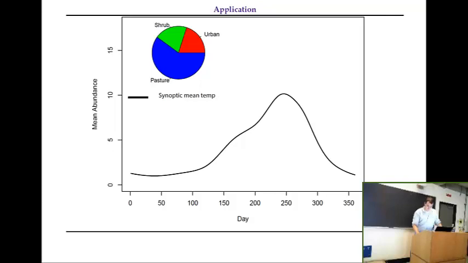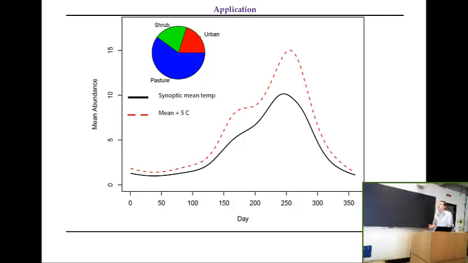Finally, and this is not necessarily the best application of this, but we can ask ourselves what would happen if we had global warming. So we have our temperature relationship, and if we considered that one location I was talking about before, there was a reasonable percentage pasture and a small percentage shrub and urban, and we asked, okay, what would we expect to see on the average July temperature? Okay, this is how many mosquitoes we'd expect to see. If we then increase the temperature by 5 degrees, we would see mosquito abundance increase.